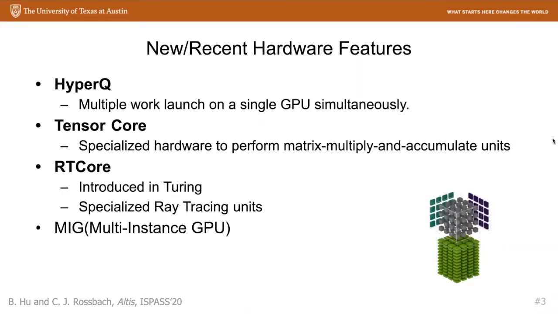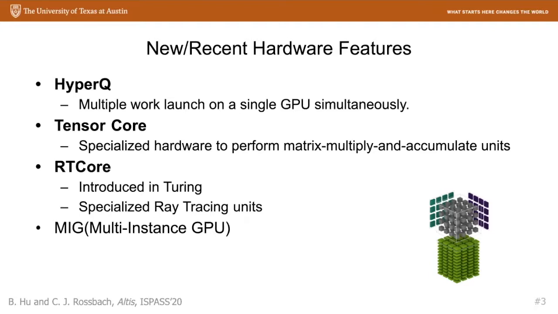Here's a list of new or recent hardware features introduced in recent NVIDIA GPUs. Hyperqueue increases the total number of work queues between the host and the device by allowing multiple simultaneous hardware-managed connections. Tensor Core is a specialized programmable matrix multiply and accumulate unit that is specifically designed for training and inference applications. Naturally, they dramatically increase floating point compute throughput. RT Core, independent of traditional CUDA cores, is another specialized unit designed for ray tracing applications.